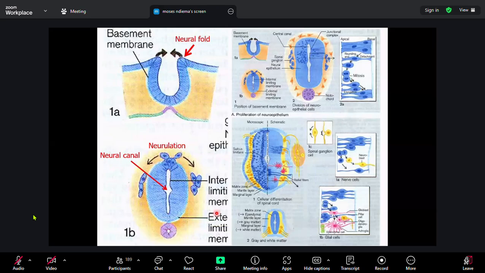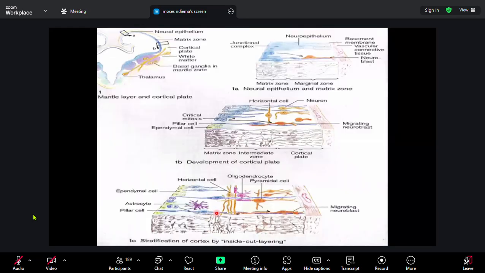What happens in the case of the cerebral cortex and cerebellum? We have what is called inside-out layering. Just the same neural tube, we have a neural epithelium. We have very close to the ventricle here the matrix zone, where the cells are rapidly multiplying. We have development of the radial glial cells that extend all the way from the ventricular surface to the outer part, the outer limiting membrane.